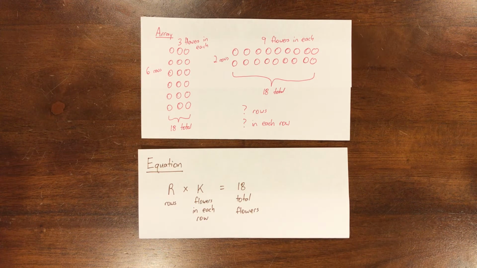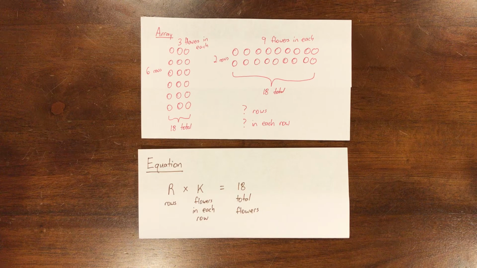Whether the representation looks like one of these or something else, what do we have to make sure that it shows? Say it out loud. Yeah, it has to show that we don't know how many rows of flowers or how many will be in each row, but that we do know they have to be equal and there has to be 18 total flowers.